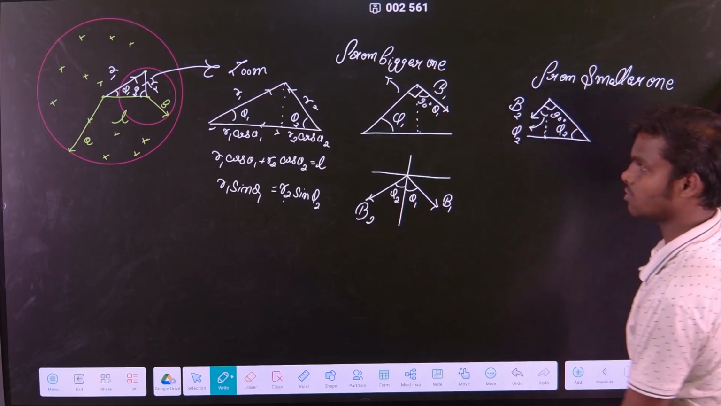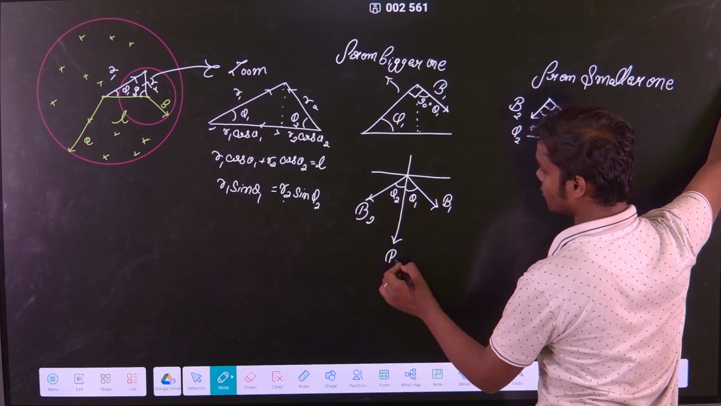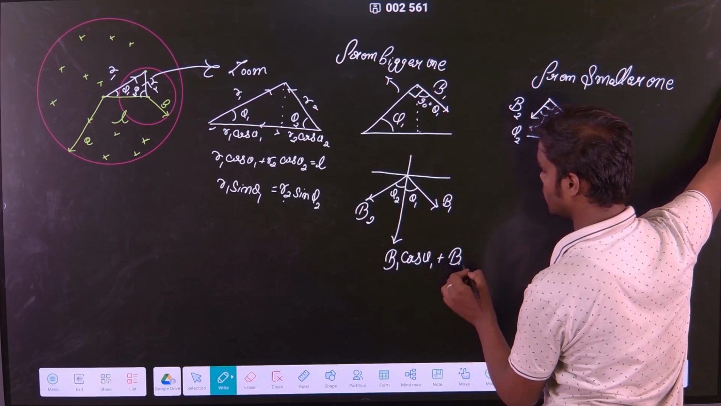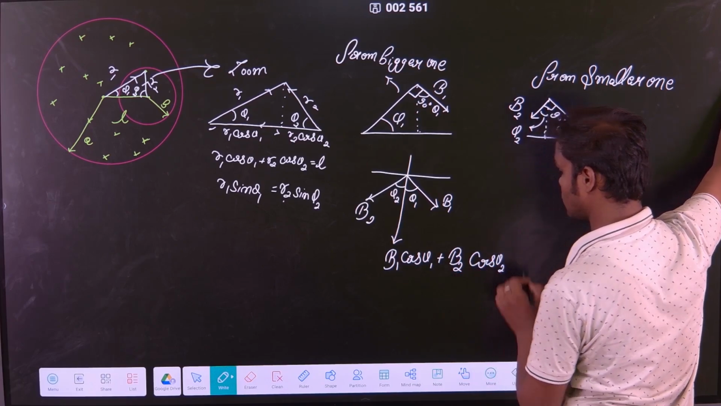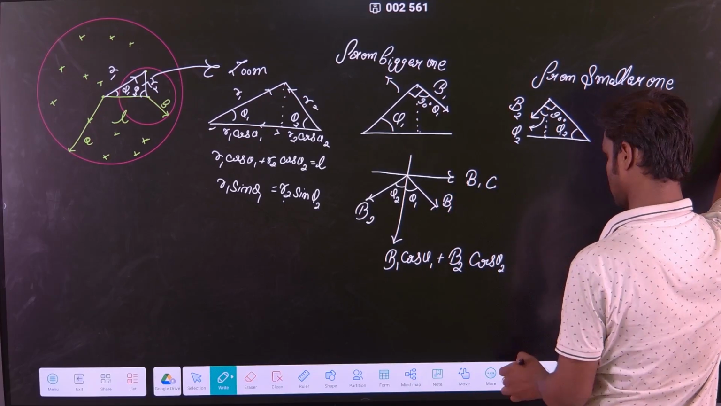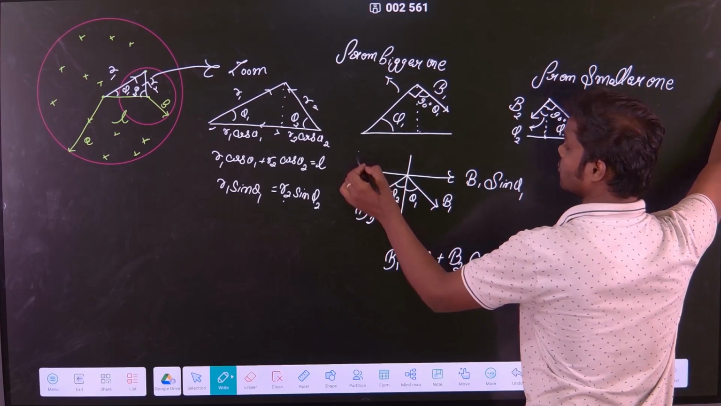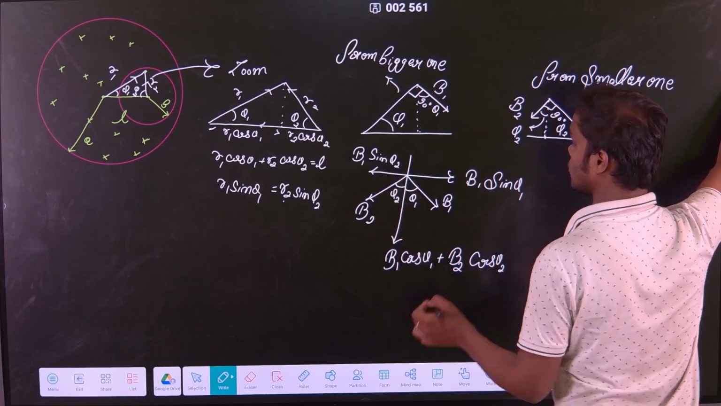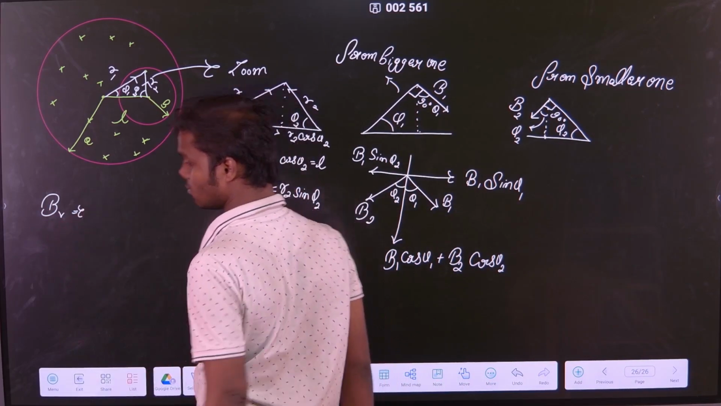This is B2. Okay, B1, B2. So if you see, the horizontal component we are getting is B1 cos theta 1 plus B2 cos theta 2, and in vertical we are getting B1 sin theta 1, and this is B2 sin theta 2.